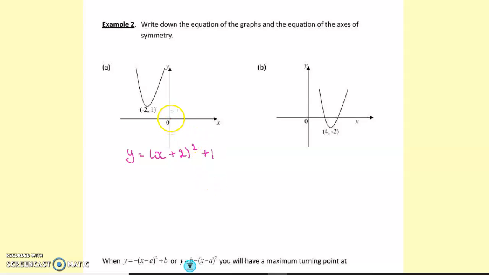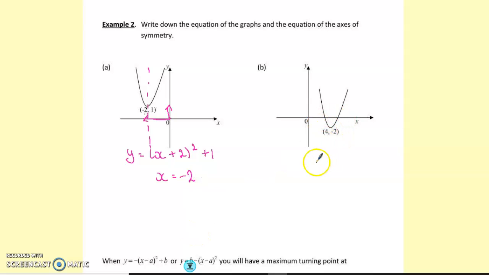The reason it has the opposite sign is we're looking for how we get to that turning point. So we go along negative 2 up 1. So I want to think what's going to make that bracket 0. So it needs to be the plus 2 because minus 2 plus 2 gets me back to the 0 because it's inside the bracket. Okay, the equation of the axis of symmetry then would be x equals, and it's always whatever the x coordinate of the turning point is. It would be x equals minus 2.